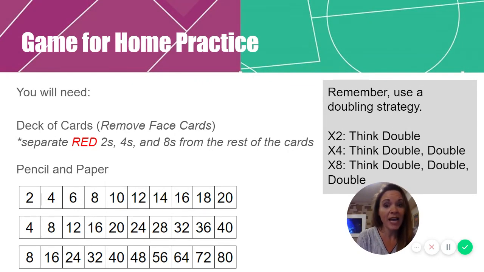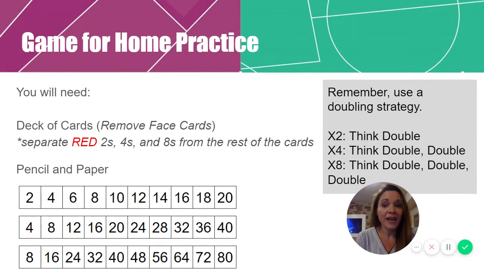And then you probably want to have a pencil and paper to create a game board like I just did here, where you see the 2s facts listed out, the 4s facts listed out, and the 8s facts listed out. Remember, you want to use a doubling strategy. If you drew a 2 and a 10, you want to think double 10. Double 10 equals 20, and you're going to cross it off on your game board.